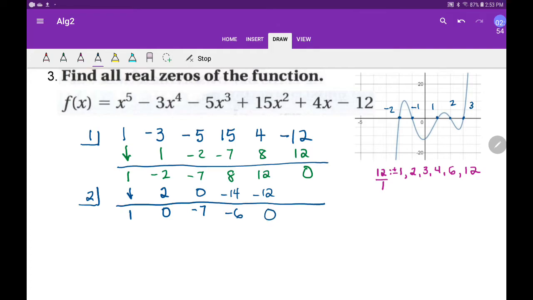That's good. So let's see. Let's bring them on down. We'll say 3. We think 3 is a root. So let's use 3. And we'll just keep going. We'll bring down the 1, and it's 1 times 3 is 3, plus 0 is 3, times 3 is 9, plus negative 7 is 2, times 3 is 6, plus negative 6 is 0.